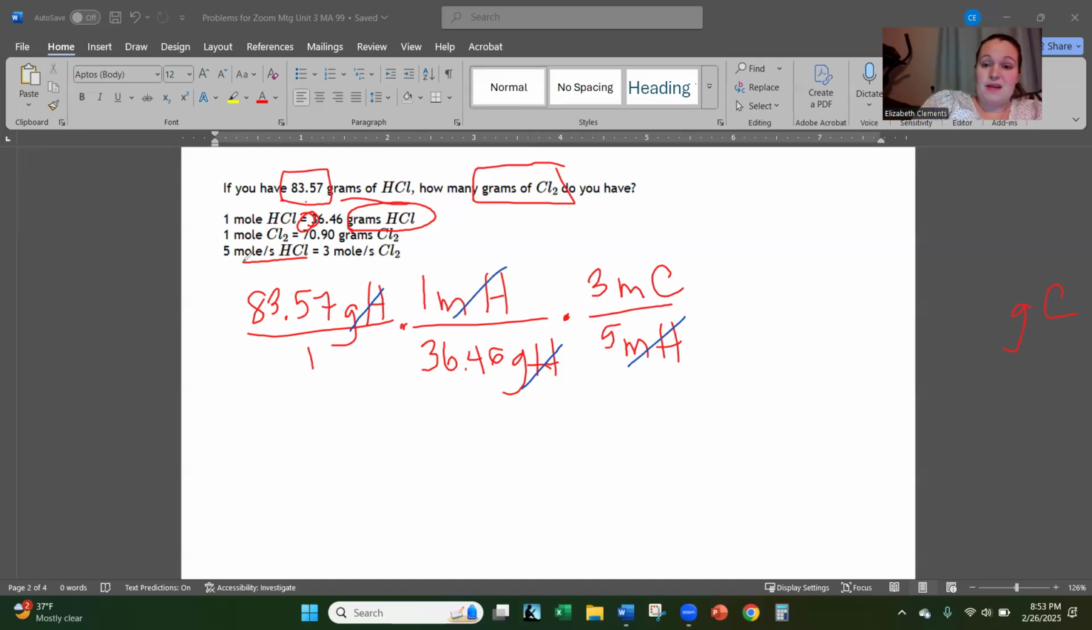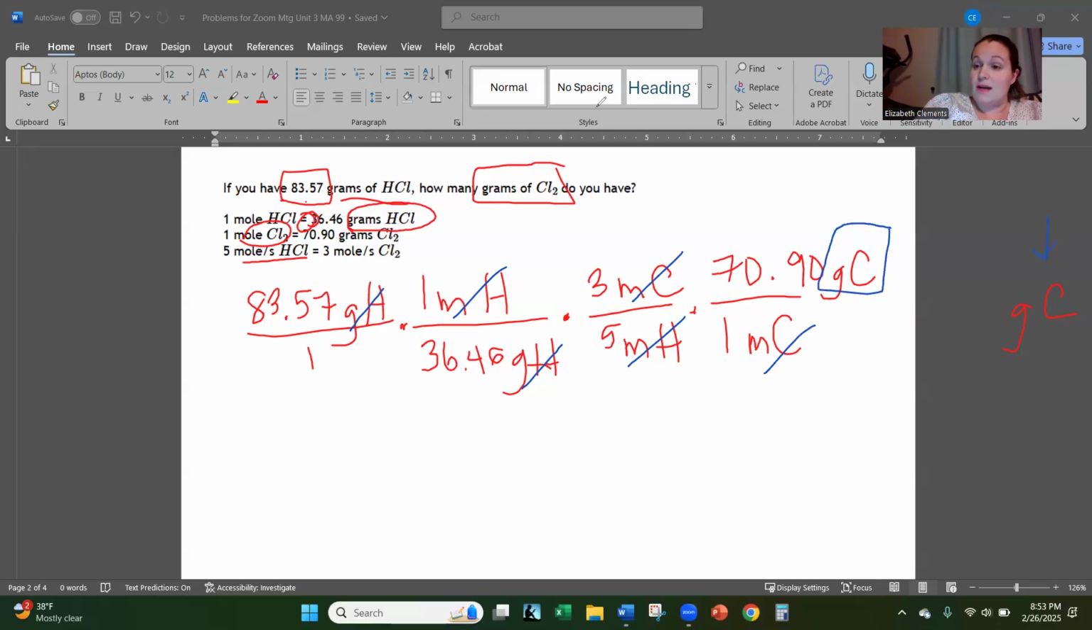Then I need something that is moles of Cl2. So I have 1 mole of Cl2 is equal to 70.90 grams of Cl2. So these are crossing off, and here we'll see grams of C. That's what I need. So now we can solve.